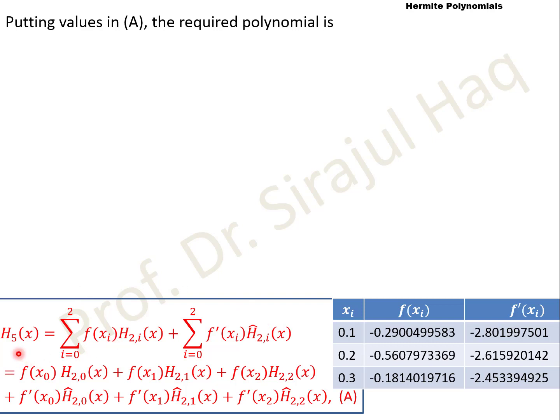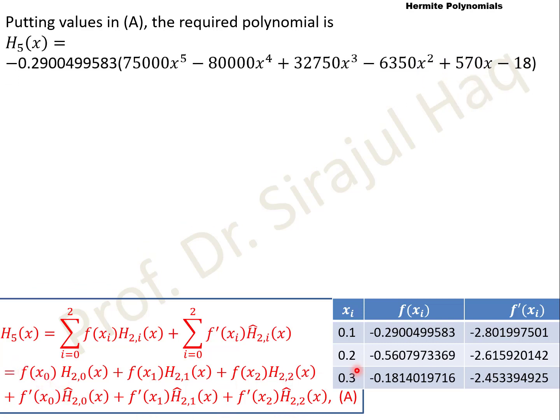Now, n is equal to 2, polynomial of degree 5. f of x naught is this value, f of x1 is this value, f of x2 is this value, f prime of x0 is this value, f prime at x1 is this value, and f prime at x2 is this value. And h2 naught, h21, h22, h2 naught hat, h21 hat, and h22 hat, we computed these values. So let's find out the required polynomial, h5 of x.